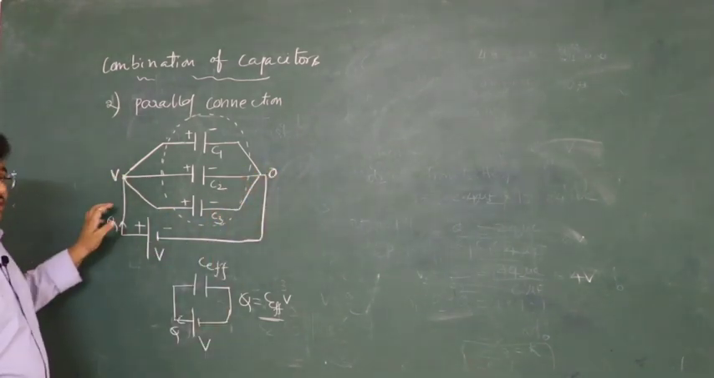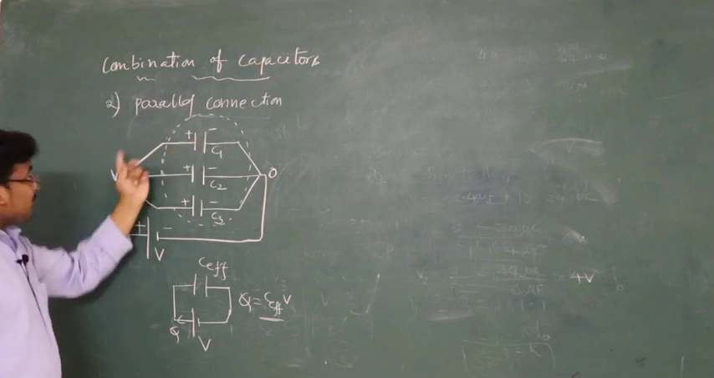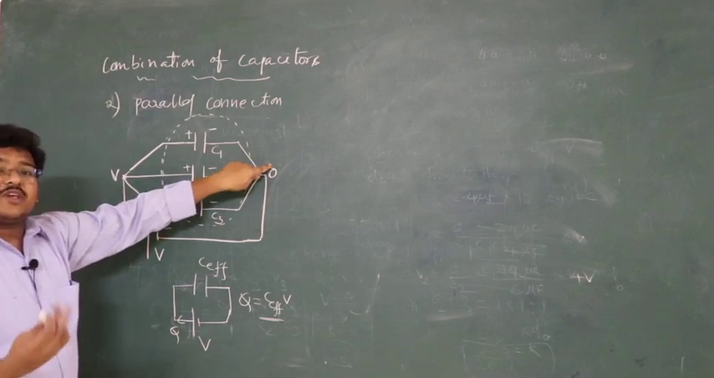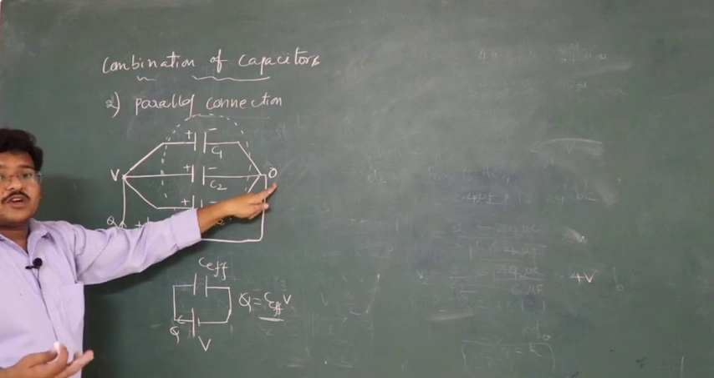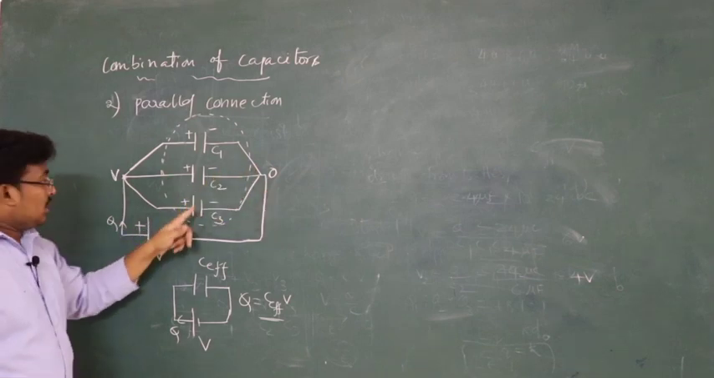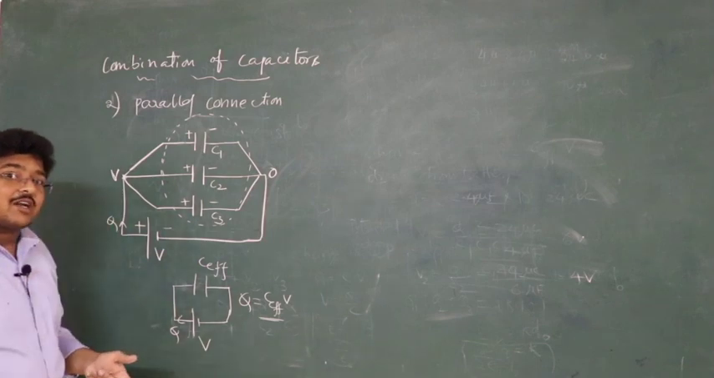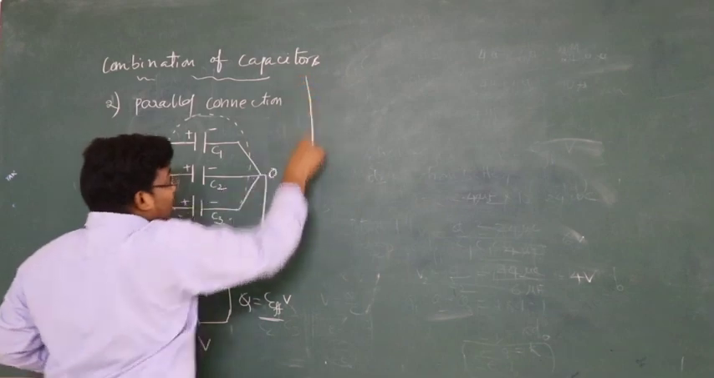Now tell me, for this C1 capacitor, what are the endpoints? V1 and 0. What is the difference in voltage? V minus 0 is V. For the second capacitor, endpoints are V and 0. Now what is the difference? V minus 0 is V. And third capacitor, the same endpoints. If endpoints are same, they are connected in parallel, no? And what is the first thing which is constant in parallel?